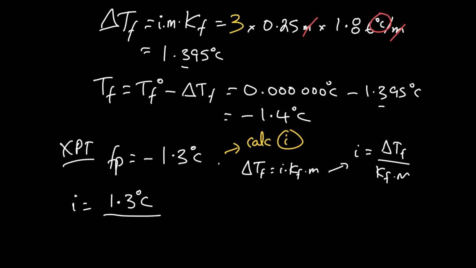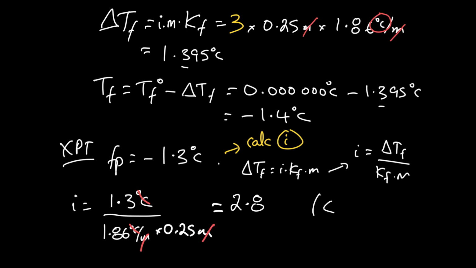So it started at 0, it went down to minus 1.3, so that's a 1.3 depression. Kf we saw earlier was 1.86 degrees C per molal. And the molal concentration we started with was 0.25 molal. So if we look at our units here, there is nothing surviving. And the van 't Hoff factor is simply the number of particles it's breaking down into. So let's calculate that. My calculator says that is something like 2.8. And so that's less than 3, right?